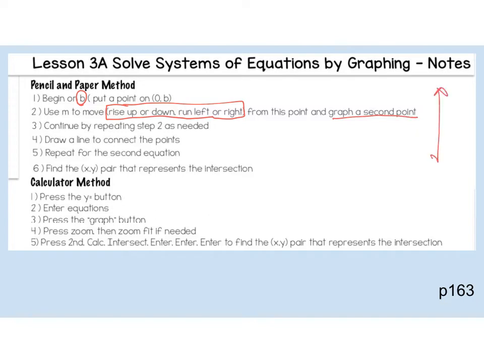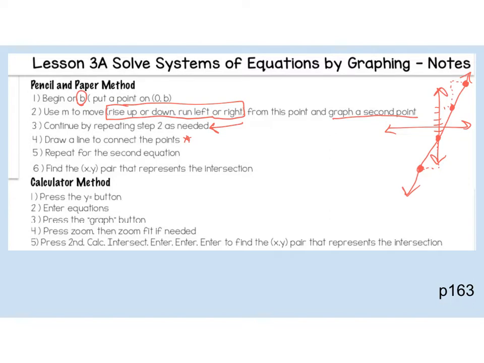So I have my coordinate plane. I'm starting at wherever my y-intercept is, and then I rise and run. The key is to continue doing this step: rise, run. And we have to go backwards the other way, drop, run backwards, until our points get to the end of the graph. And we draw a line to connect the points.